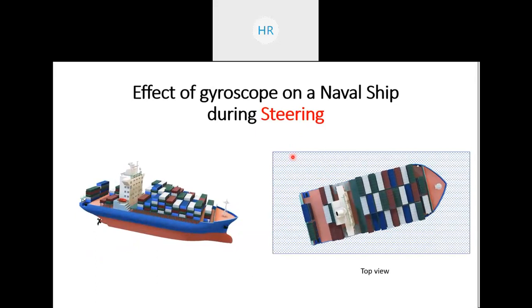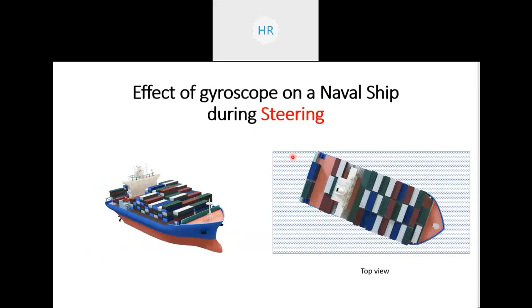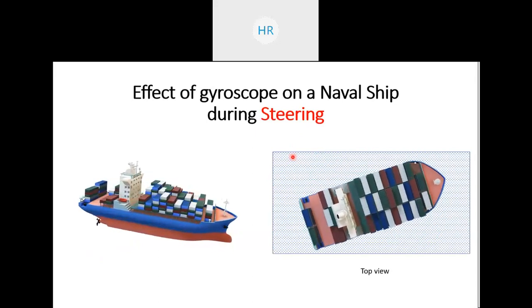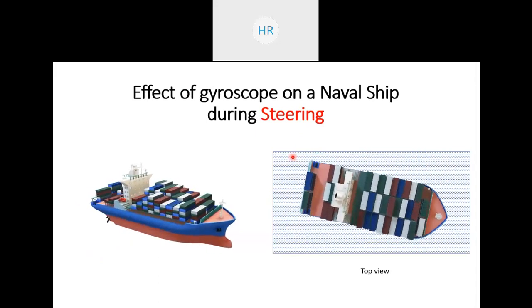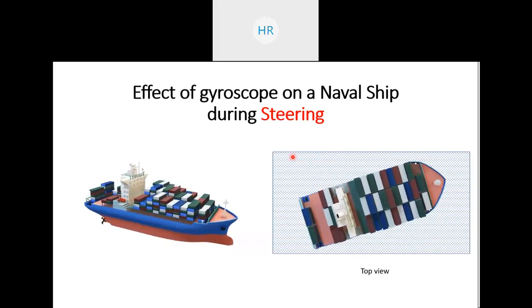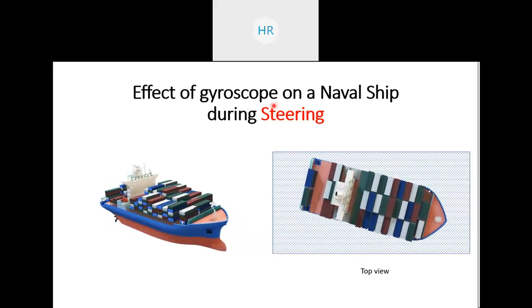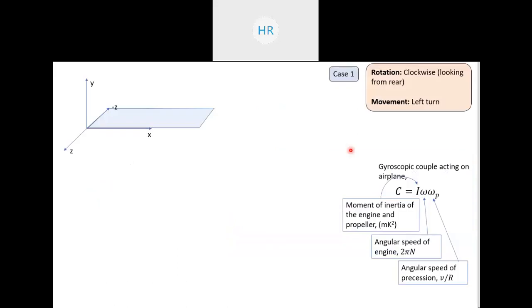Okay, so now we will discuss the effect of gyroscope on naval ship during these three motions: સ્ટીયરિંગ, પિચિંગ અને રોલિંગ દરેકમાં ઇન્ડિવિજ્યુઅલી જાયરોસ્કોપિક ઇફેક્ટ શું આવે છે તે આપણે સ્ટડી કરીશું. So we will consider first the phase of steering, when the ship is steering. Okay. So this equation of gyroscopic couple C is equal to I omega omega P, that will be the same as that in aeroplane. So first we will consider the effects.